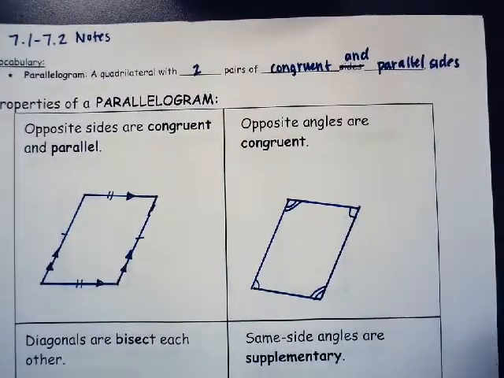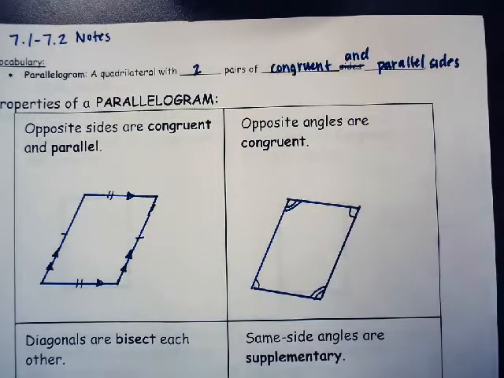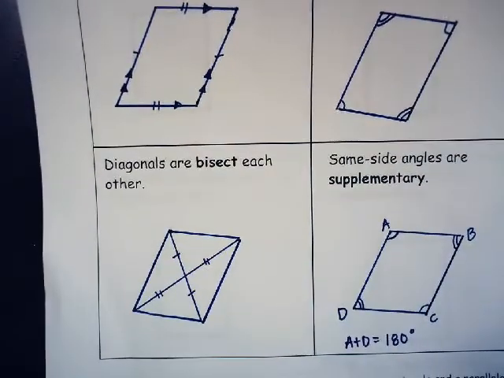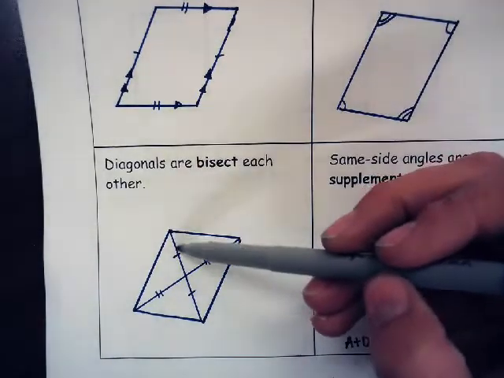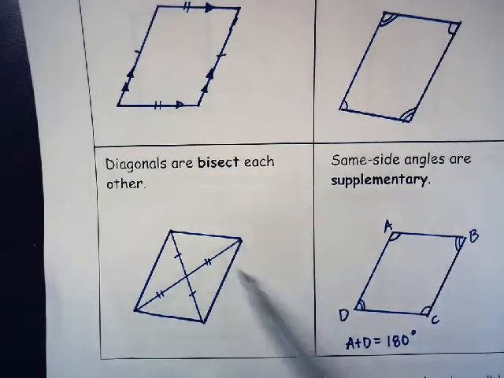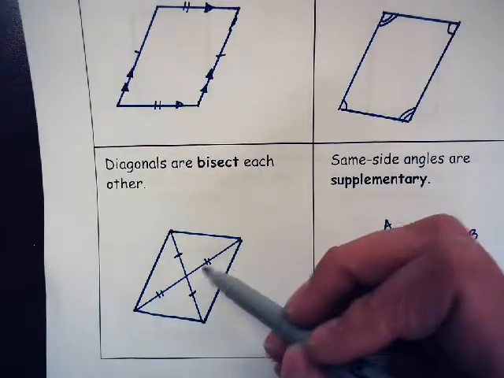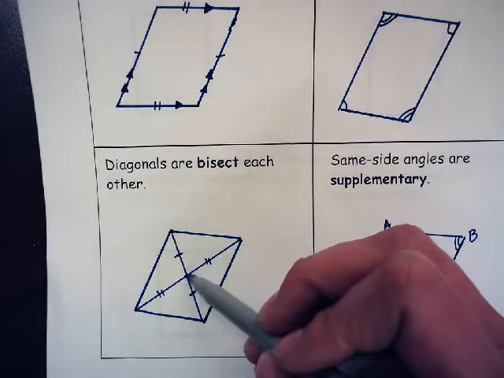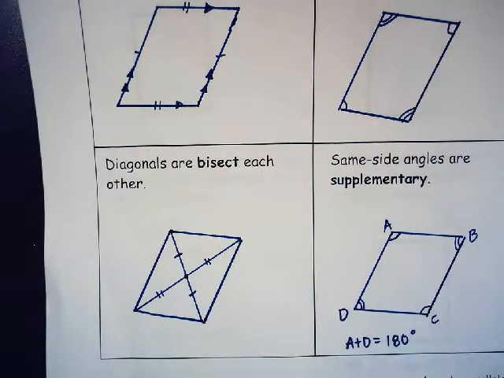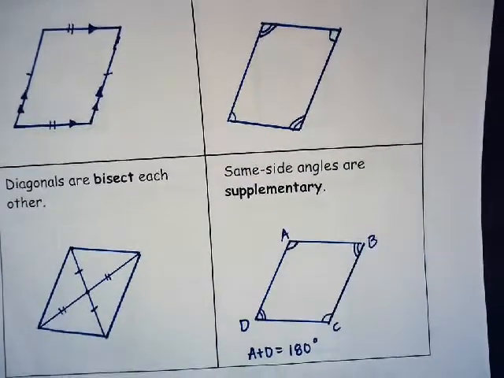Another property of a parallelogram is that the opposite angles are congruent. So this angle is congruent to this angle, and this angle is congruent to this angle. Another property is that the diagonals bisect each other. Diagonals mean if I draw a line from this vertex to there, and then this vertex to there, then this length will be congruent to that length, and this length will be congruent to that length. This point of intersection bisects both lines.